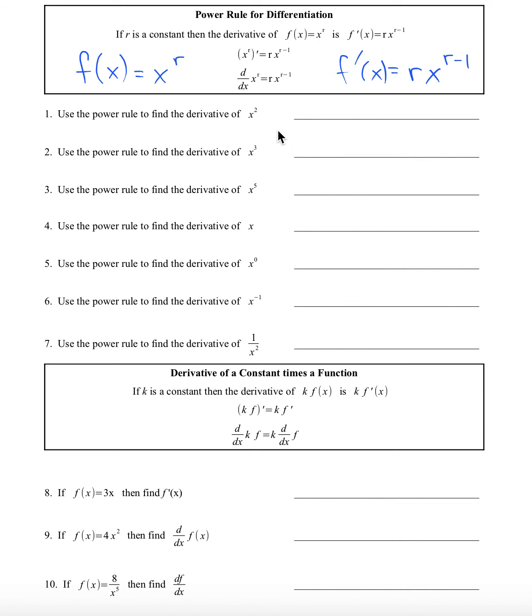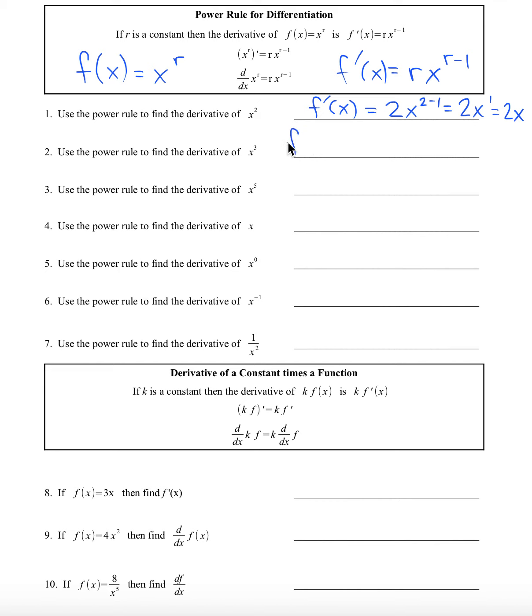Let's try it here with the function x squared. We want to find the derivative. So we should bring the 2 down in front and then subtract 1 from the 2 in the exponent to get a new power of x. That'll be 2x to the 1, which simplifies to just 2x.